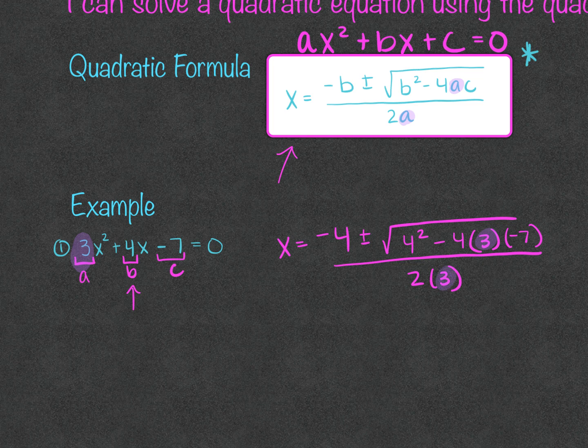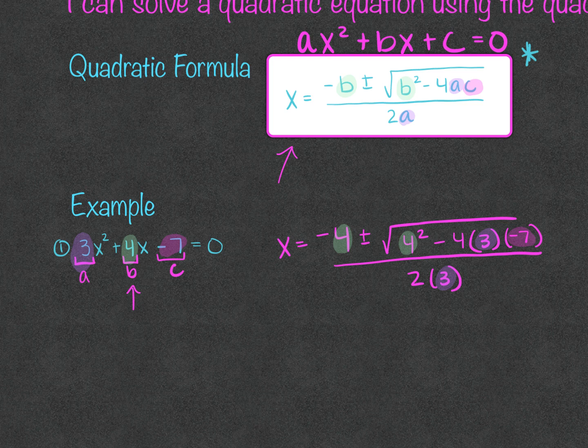Anytime we saw a b in the formula, we're putting b here and here. And then anytime we saw a c, we're putting in -7. Okay?